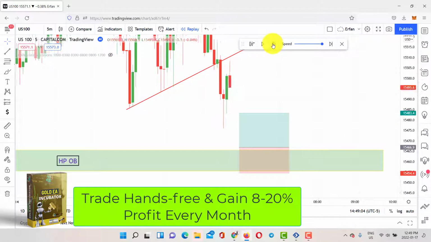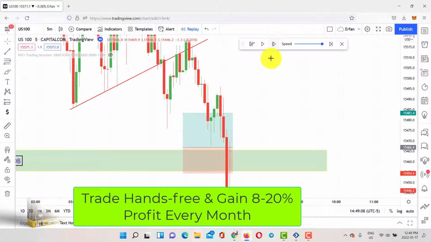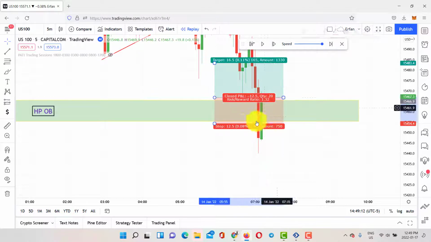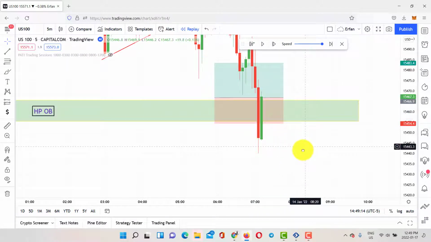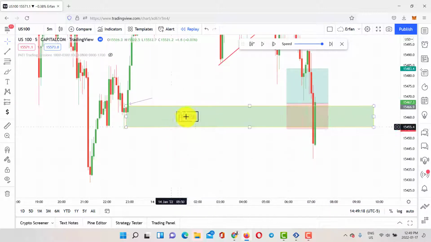But if I go forward, you see what's going to happen exactly. It's still not tapped into, boom, smashed. It took my buy limit and stopped me out immediately. It didn't even give me a chance. So this high probability order block became invalid.